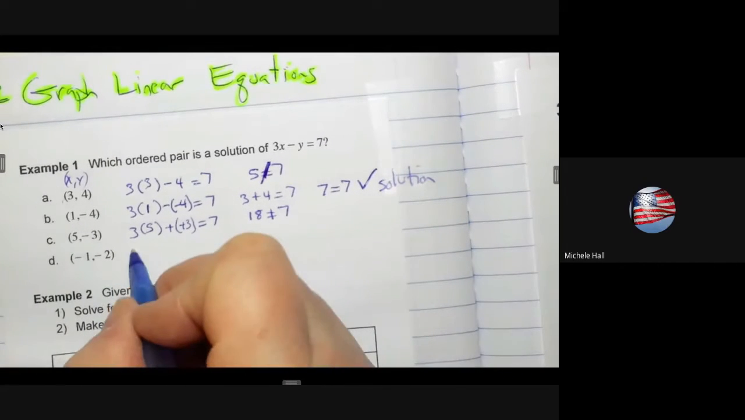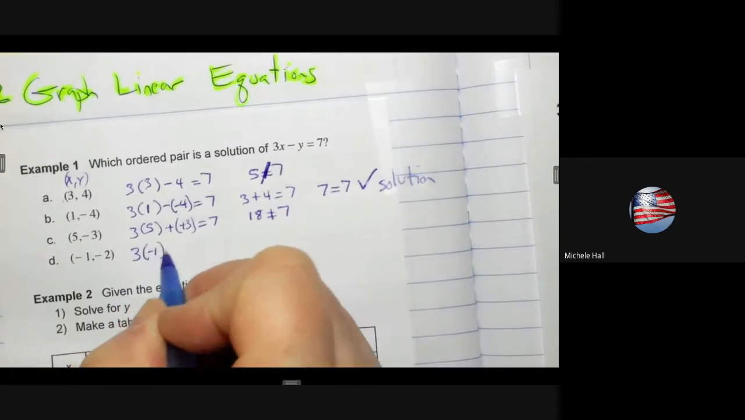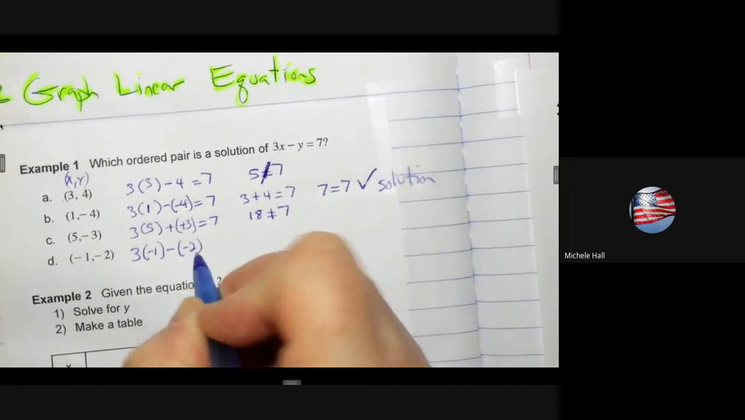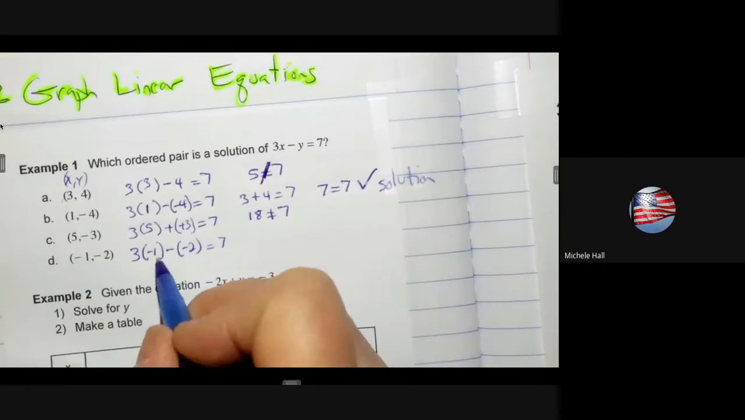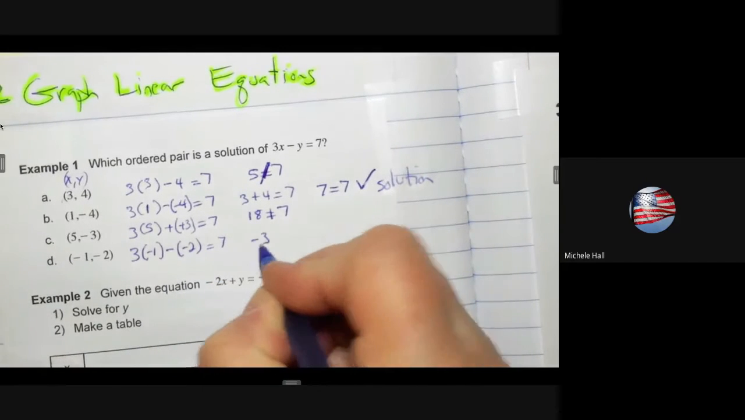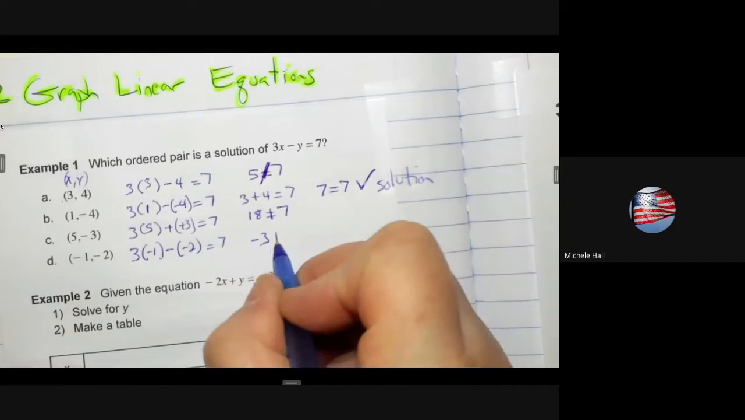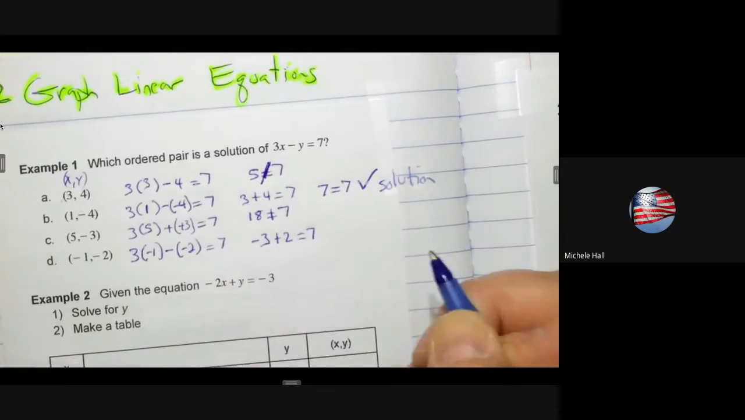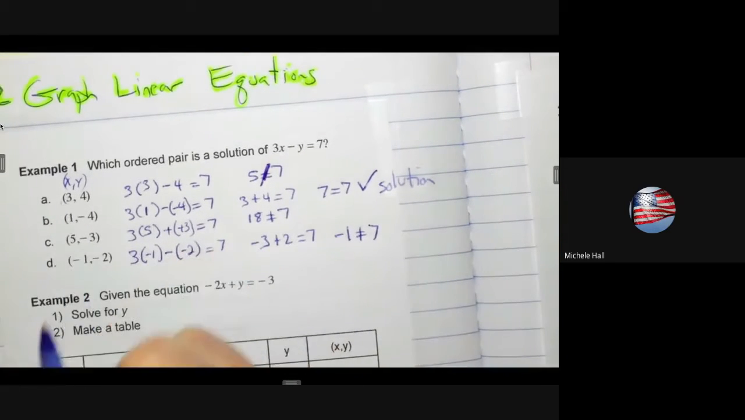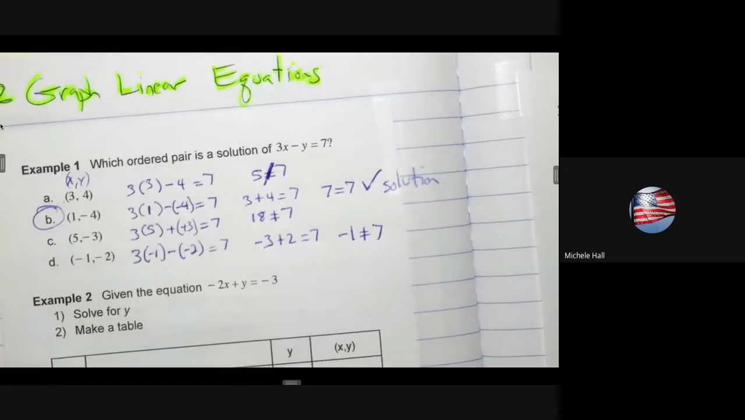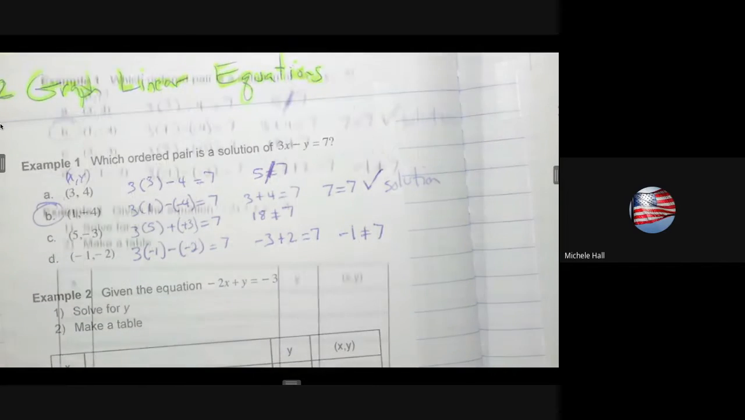Last one, 3 times my x minus my y, again, double negatives, equals 7. 3 times negative 1 is negative 3, plus 2, does that equal 7? Negative 1 does not equal 7. So B is the only one that is a solution to the equation.